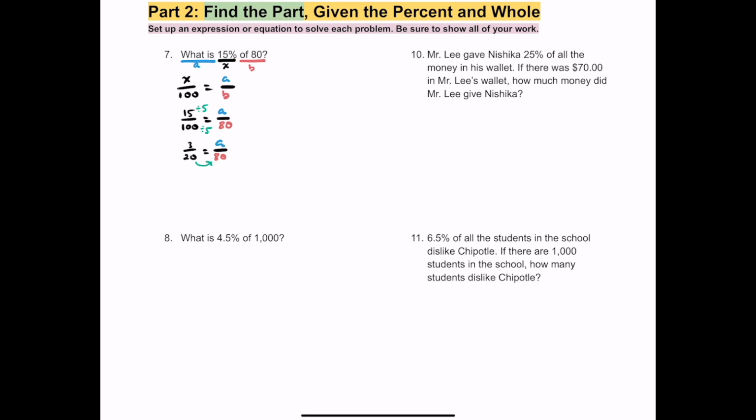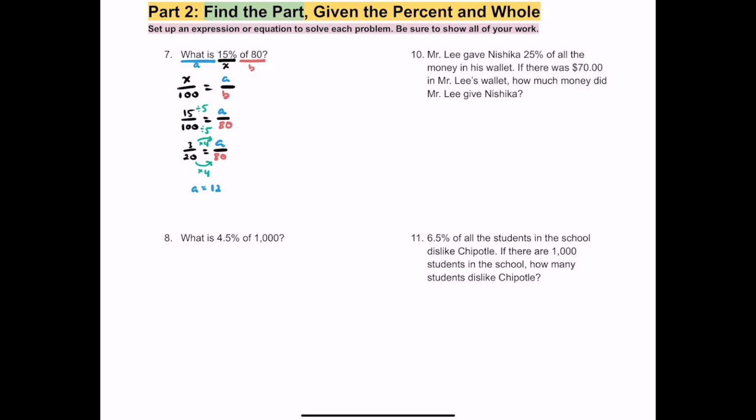You could divide, but I think it's pretty straightforward that 2 times 4 is 8, so 20 times 4 would be 80. And if we do the same thing on top and multiply by 4, 3 times 4 would equal 12. So we actually know that a will equal 12. Okay, so that's actually the part.